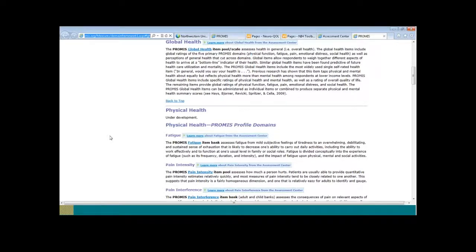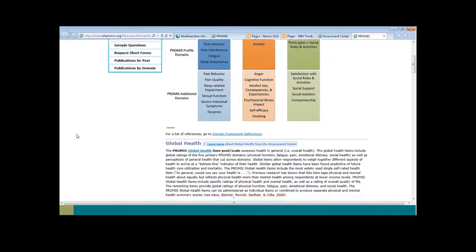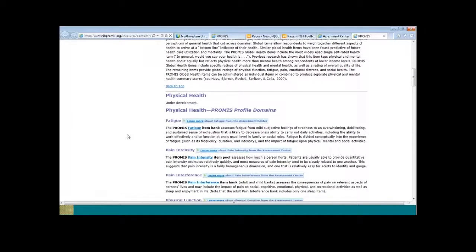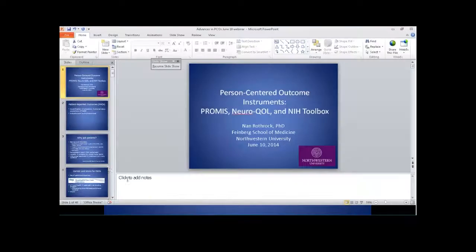All right, so this is the PROMIS website here. Here we are on the PROMIS website, and there's a page that shows all of the definitions. This is a great place to start, just to do a quick review to identify if the way PROMIS defines these constructs matches what you're interested in assessing.